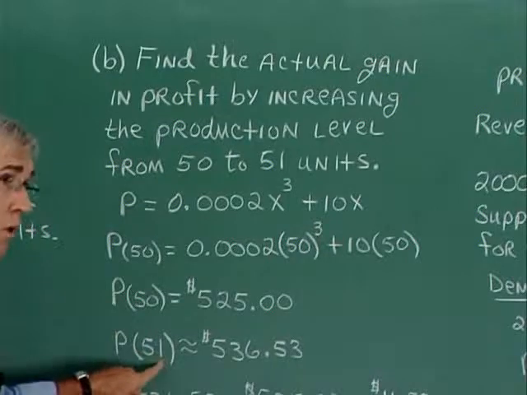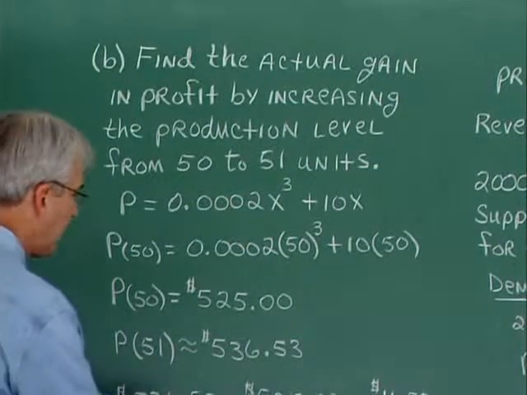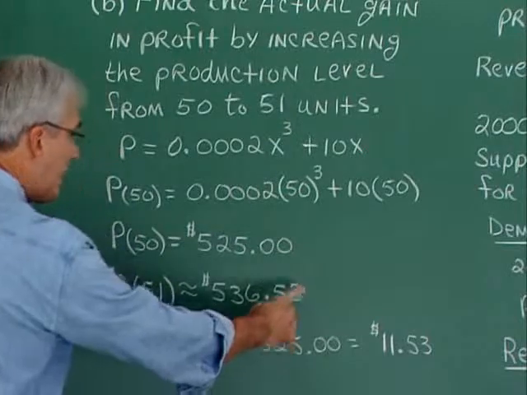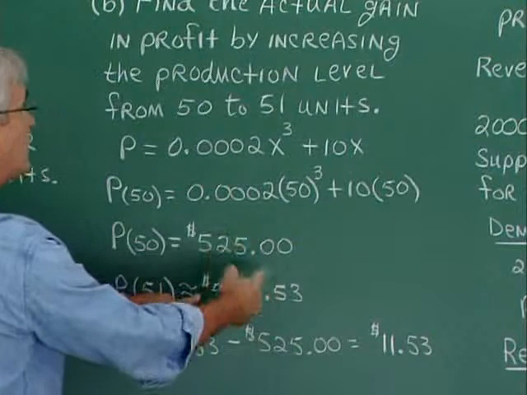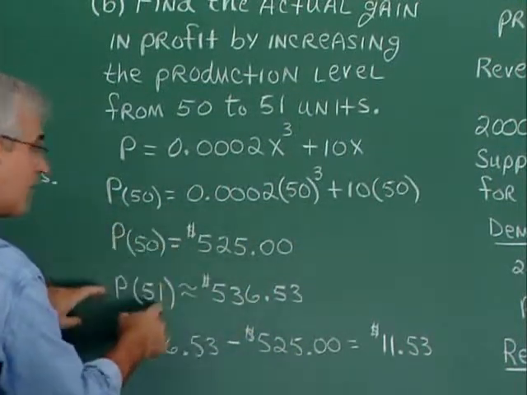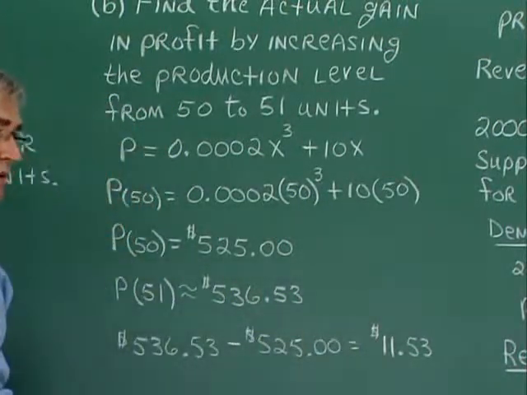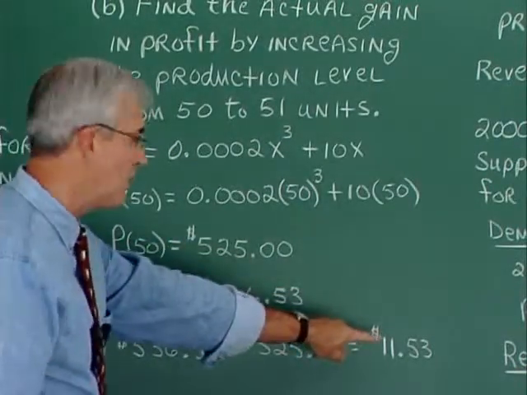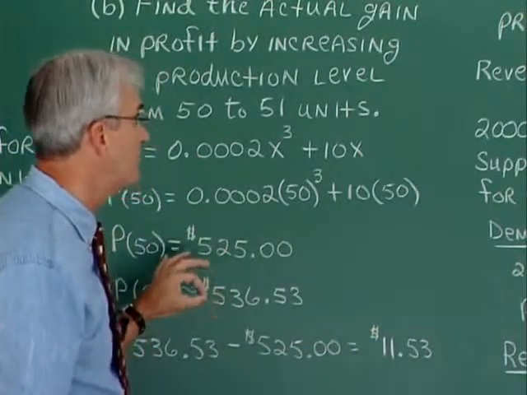The profit at 51 units means that we would just replace the X over here with 51, and punching the calculator a little bit, we find the value to be approximately $536.53. So here's the profit at 50 units, here's the profit at 51. The difference in these two, you see, by increasing sales from 50 to 51, is $11.53. So this idea of marginal profit is a very close approximation for this actual value, and we're using a somewhat simpler function in order to make the calculation.